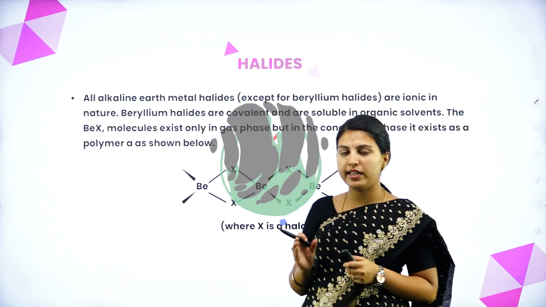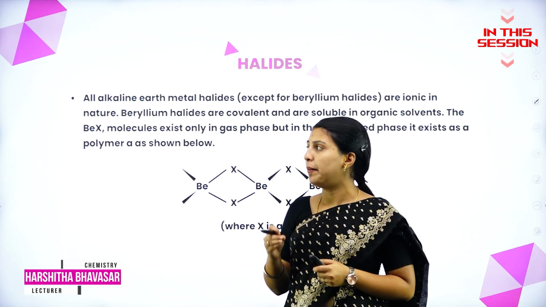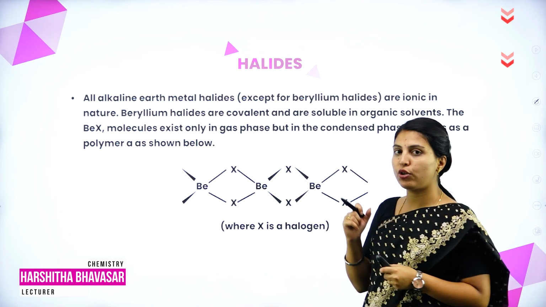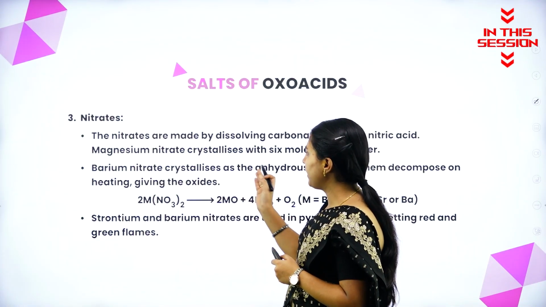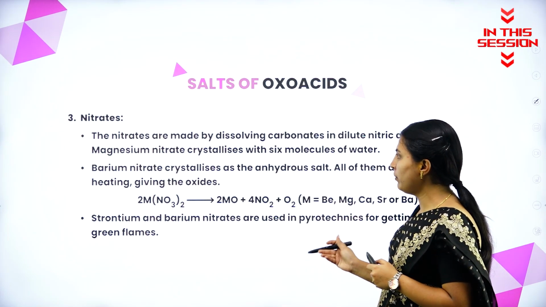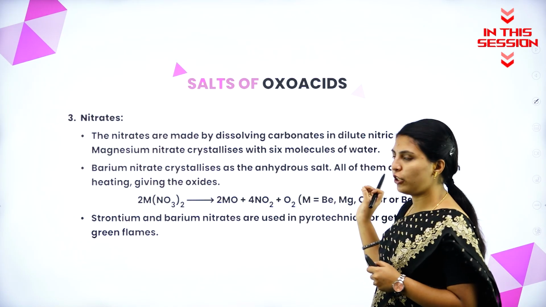All the halides which are formed by alkaline earth metals are ionic in nature, but the beryllium halides are covalent in nature and will be soluble only in organic solvents. Magnesium nitrate crystallizes with 6 molecules of water. How will it be formed? The nitrates are made when dissolving carbonates in dilute nitric acid.